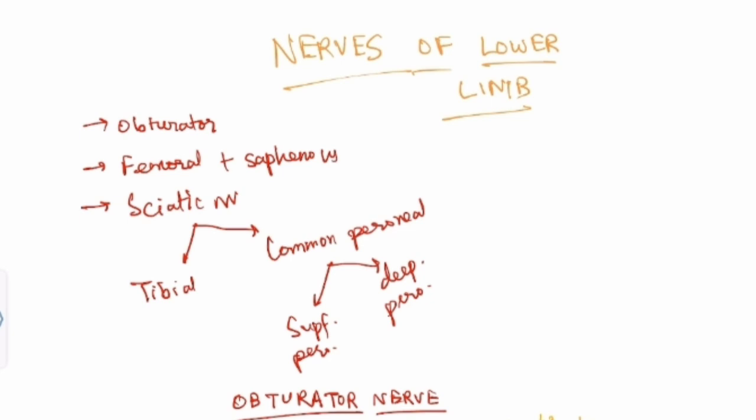Today we are going to be reading about the nerves of the lower limb. We are going to first begin with the obturator nerve, then we'll skip on to the femoral nerve, and we can slowly enter into the saphenous nerve, which is actually a continuation of the femoral nerve. Finally we'll go on to the sciatic nerve, and we'll discuss its two parts, the tibial nerve and common peroneal nerve. Finally we can slip into the superficial peroneal and deep peroneal nerve.